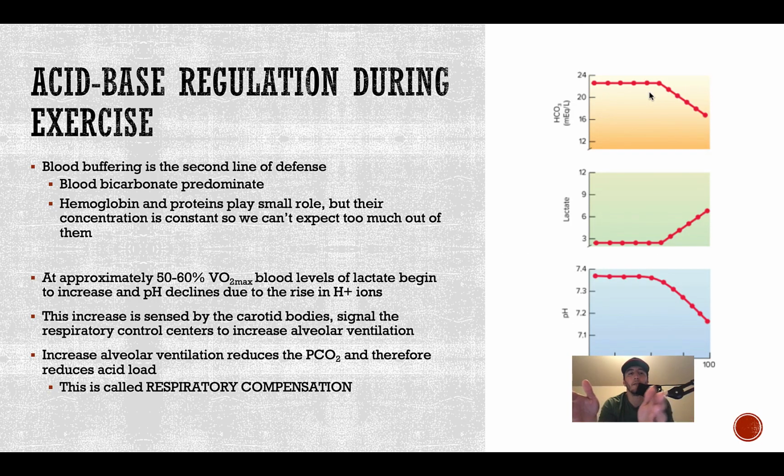Our second line of defense is going to be what's occurring inside of our blood. And that's that bicarbonate blood system, that's the deoxyhemoglobin, all that, right? At approximately 50 to 60% of VO2 max, that's when we're going to start to see an increase in blood levels of lactate. And we're also going to see a pH decline that's associated with this, not at the exact same point necessarily, but we're going to see a corollary decrease in pH levels. So we're going to see an increase in hydrogen ion concentration.